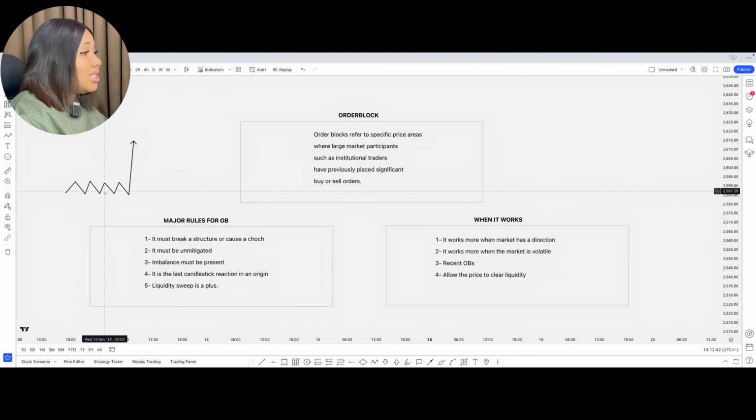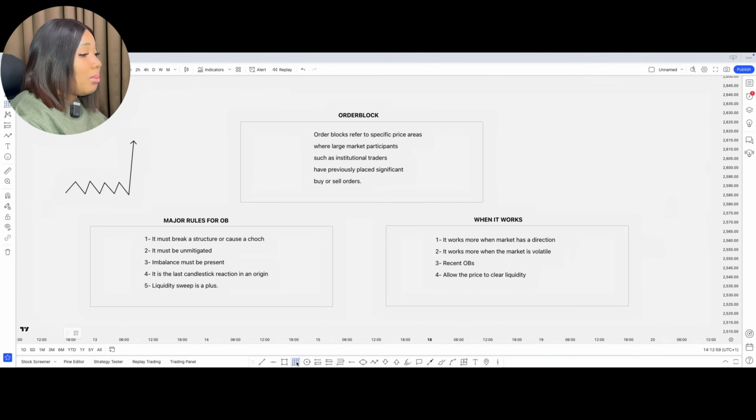So inside this consolidation, price kept on, they were fighting, both the bulls and the bears, until the buyers cleared to the upside. That's winning the fight. So all the consolidation inside here is what I call origin generally.